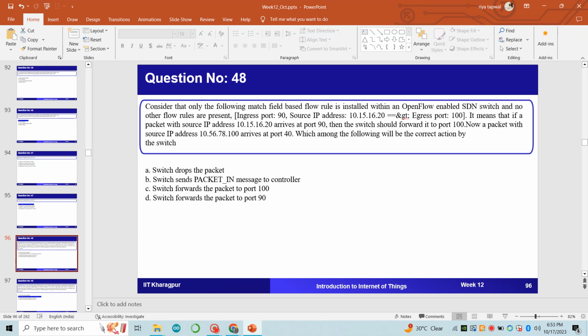Now a packet with source IP address 10.56.78.100 arrives at port 40. Which among the following will be the correct action taken by the switch? Options are: switch drops the packet, switch sends packet-in message to controller, switch forwards the packet to port 100, switch forwards the packet to port 90. It's option B. Okay, anyone else?